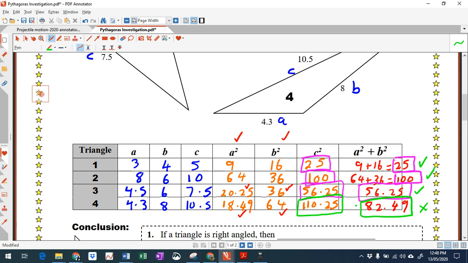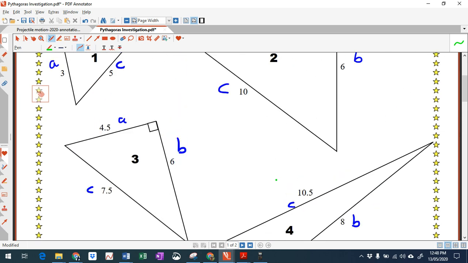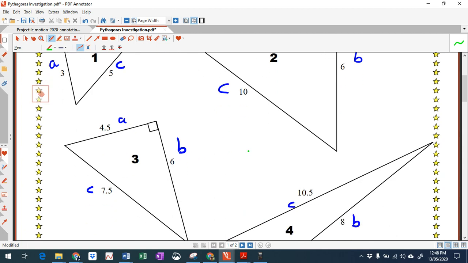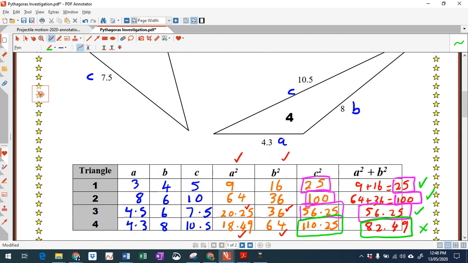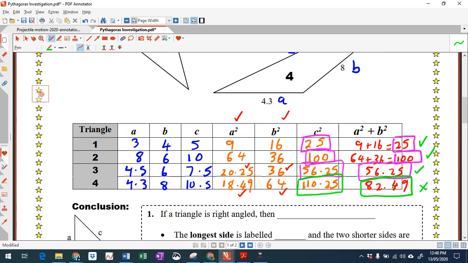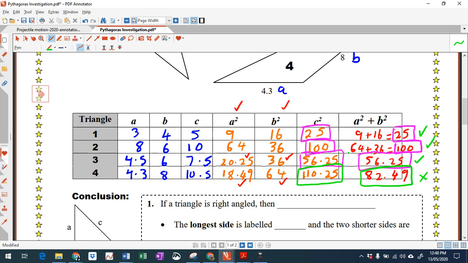Now, if you have a look, the first three triangles are right-angled, aren't they? You can see the right angle there, but the fourth triangle is not right-angled. So that pattern of the C squared number equalling the A squared plus B squared number only works for the first three triangles. Those first three triangles are right-angled. It doesn't work for the last triangle, which is not right-angled.